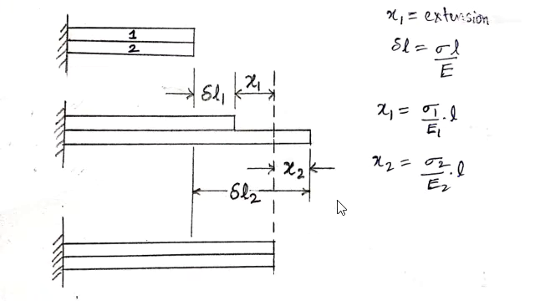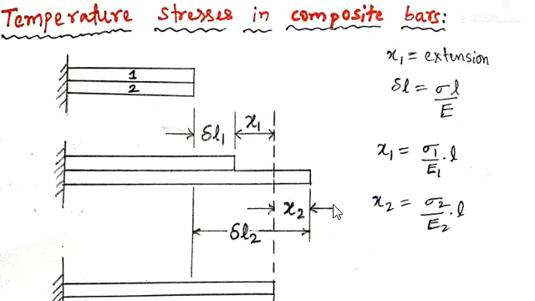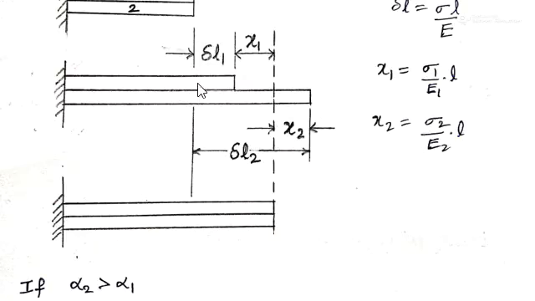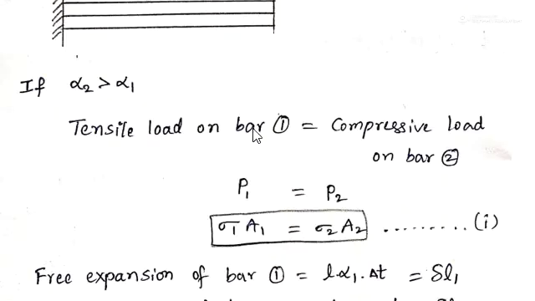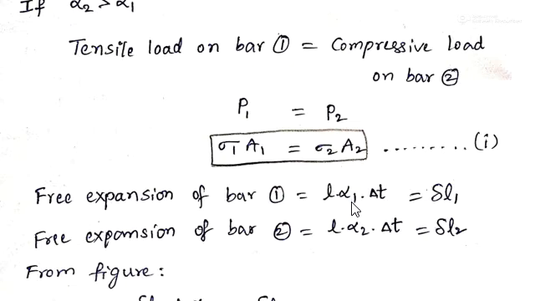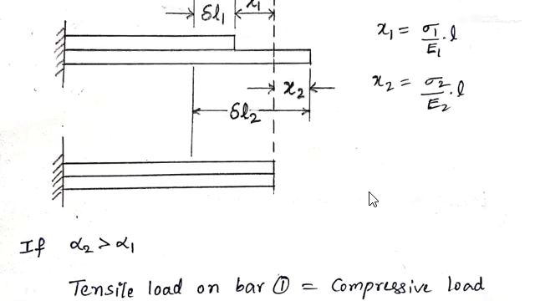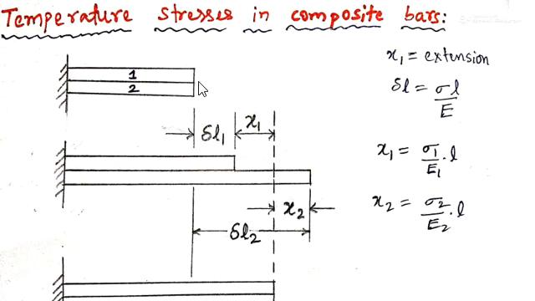So in that process, let us take this free expansion of bar 1, that is delta L1, is given by the formula L alpha 1 into delta T, where L is the length of bar 1 and alpha 1 is the coefficient of thermal expansion I told, and delta T is the rise in temperature. So this is the free expansion of bar 1. In the same way, we can write free expansion of bar 2, that is delta L2, as L into alpha 2 into delta T. So here initially we have taken the two lengths of bars as same, and that is nothing but length of the composite bar.